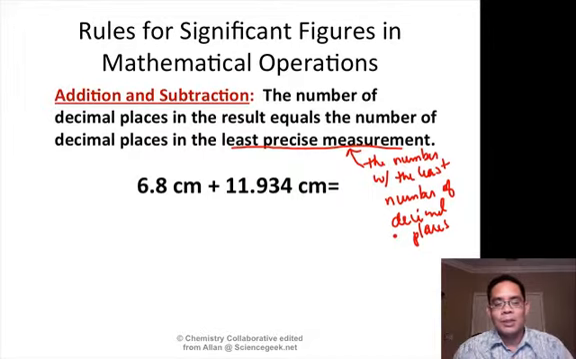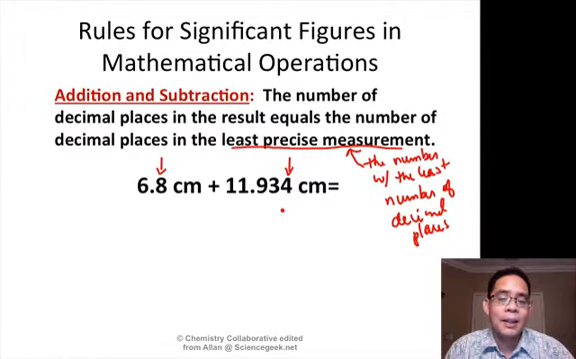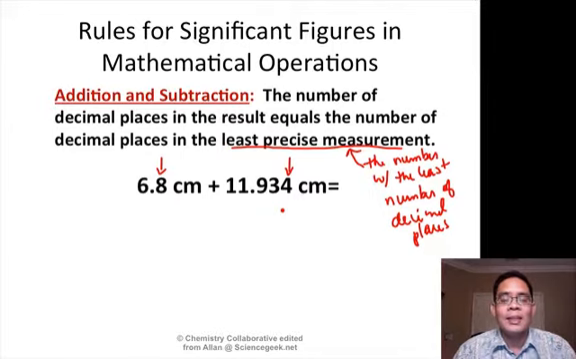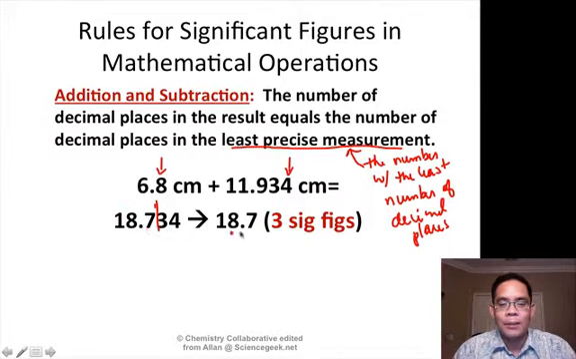So here, of course, is an example where we actually do have decimal places. This one is to the tenths place. This one is to the thousandths place. And so when picking which one to round to, you're going to have to round to the tenths place because this one has the least number of decimal places. And so when you look at that, my 18.734 on the calculator will have to be cut off right there. The 3 doesn't make it round, and you get 18.7. So the rule is fairly simple.